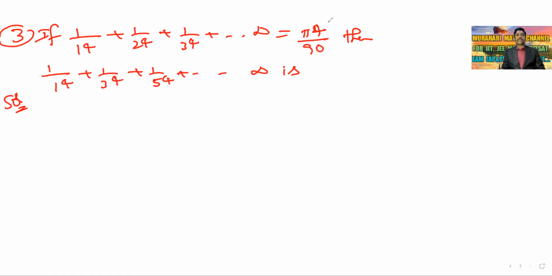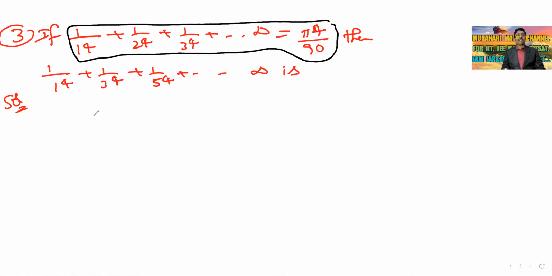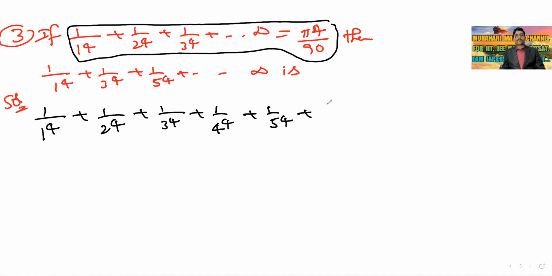Okay. So let us take the given condition. This is the given condition: 1 by 1 to the power 4 plus 1 by 2 to the power 4 plus 1 by 3 to the power 4 plus 1 by 4 to the power 4 plus 1 by 5 to the power 4 plus 1 by 6 to the power 4 plus up to infinity equal to pi to the power 4 by 90.